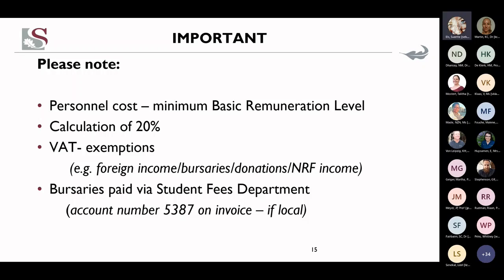Currently, our indirect cost recovery rate is 20% on income. Remember, 20% on income is the same as 25% on direct cost. That is already incorporated in the full cost budget template. The calculation will be automatic, but that is the current rate in terms of policy.